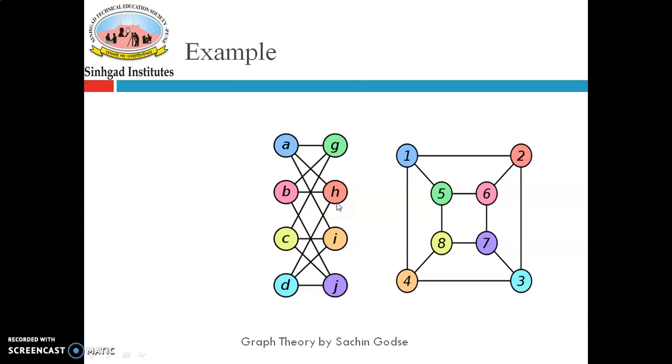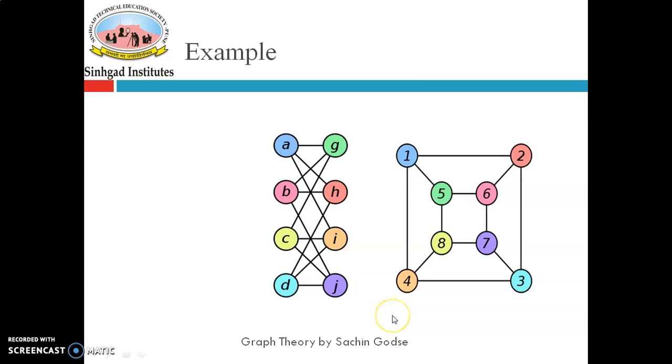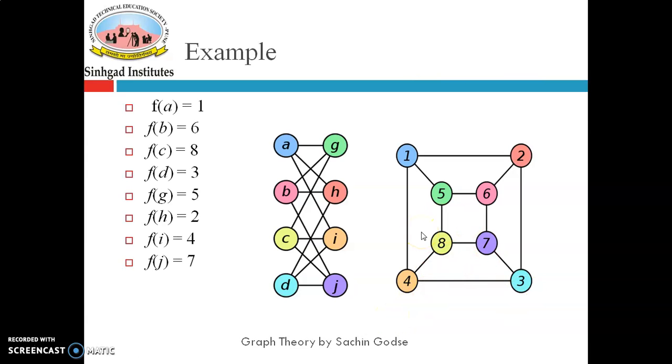So all these three conditions are satisfied, that is, both graphs have the same number of vertices. Second condition, both graphs have the same number of edges. And third condition is that adjacency should be preserved, that is, the same number of vertices with a given degree. Then this is called an isomorphic graph.